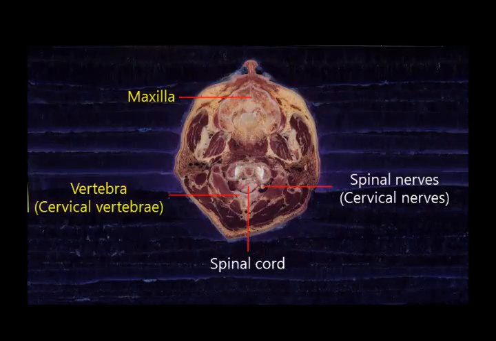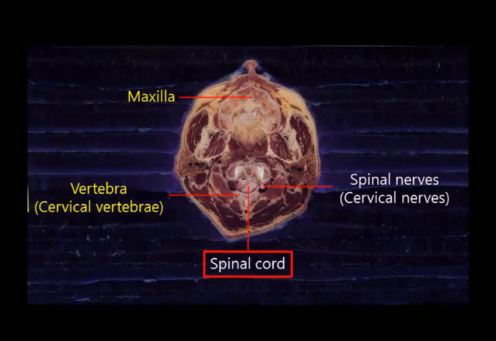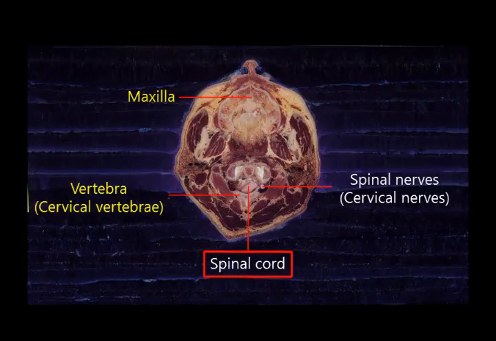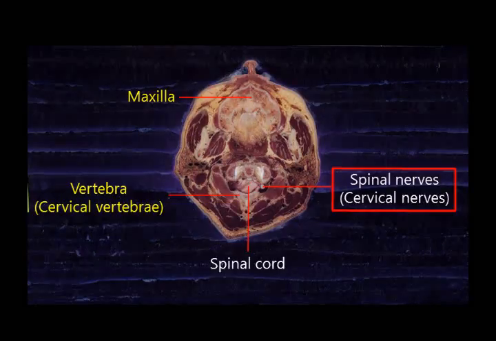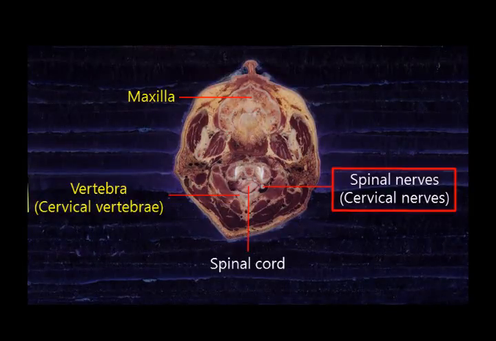Just like how the brain is in the skull, the spinal cord is in the vertebral column. Similar to how cranial nerves are made from the brain, spinal nerves are made from the spinal cord. The spinal nerves were named due to how they pass the vertebrae. The other spinal nerves are named chest nerves, lumbar nerves, and sacral nerves.